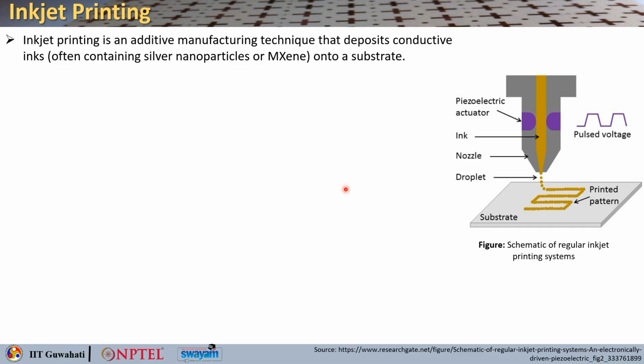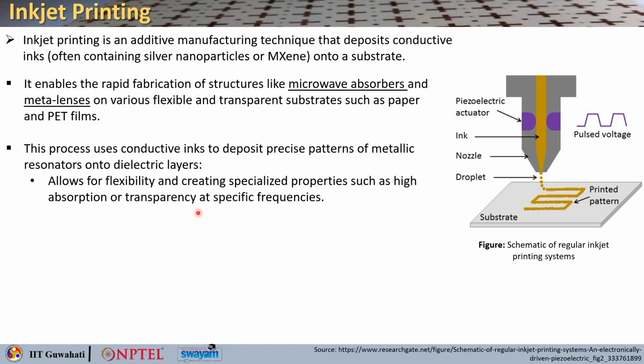Inkjet printing is an additive manufacturing technique that basically deposits conductive inks, often containing silver nanoparticles or MXene, onto a substrate. It is a low cost and direct additive manufacturing technique that can be used for creating metamaterials. It enables the rapid fabrication of structures like microwave absorbers and metal lenses on various flexible and transparent substrates such as paper and PET films.